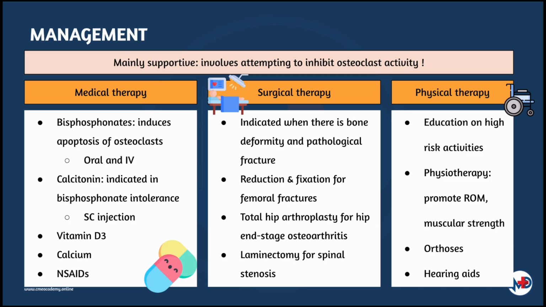Patients should be educated about high-risk activities and physiotherapy to promote range of motion, muscular strength, and ambulation skills. When long bone deformities occur, orthosis can be included as part of therapy, including training to use walking aids. Hearing aids are also recommended at an early stage due to the progressive nature of the disease.